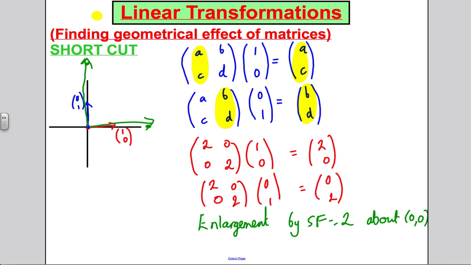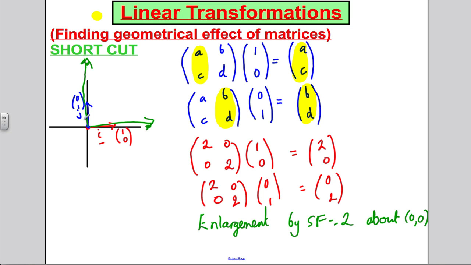So all I had to do was, when I looked at the matrix, the first column told me where the 1, 0, sometimes we call this the I vector, ended up. And the second column always tells me where 0, 1, or what I sometimes call the J vector, ended up. And I could draw it straight away on my picture, and I could know the transformation straight away.